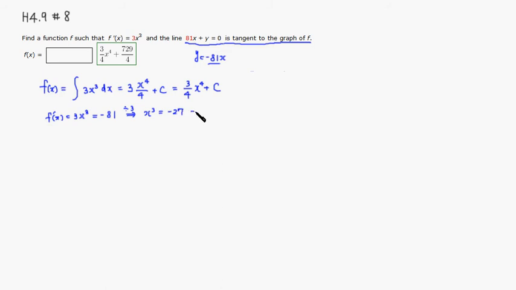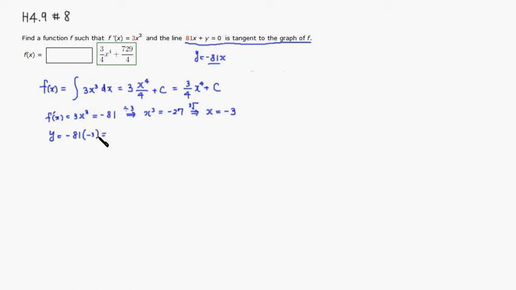Then you can take the cube root of both sides. We know that x is going to be equal to negative 3, which means that the point of tangency is at x equals negative 3. We can find the corresponding y value by plugging negative 3 into negative 81x. So y is going to be negative 81 times negative 3.